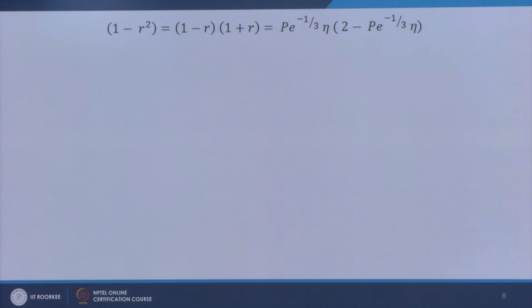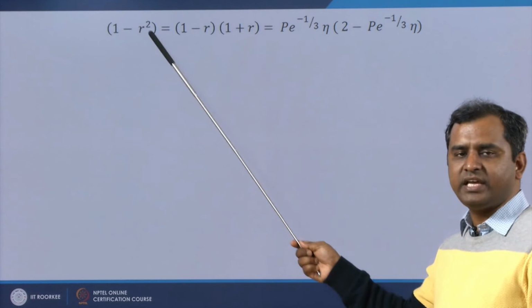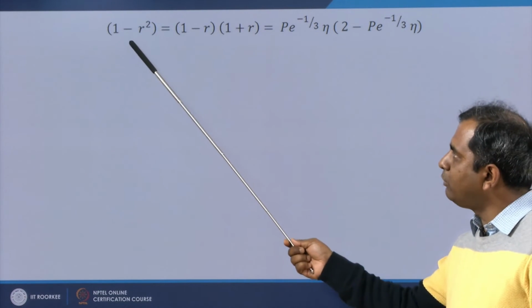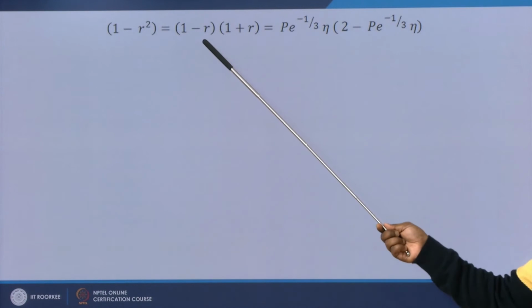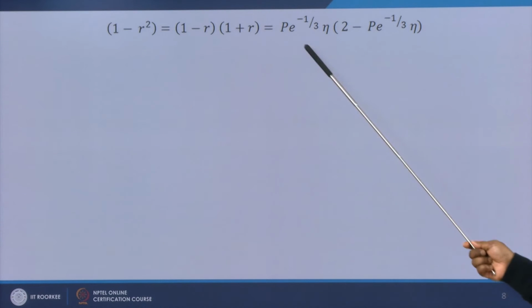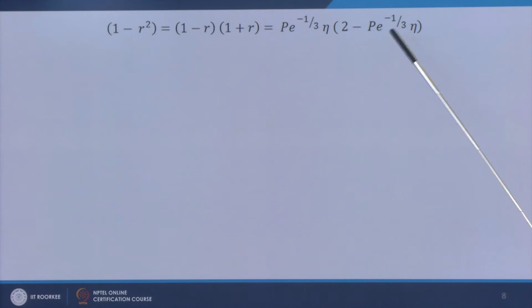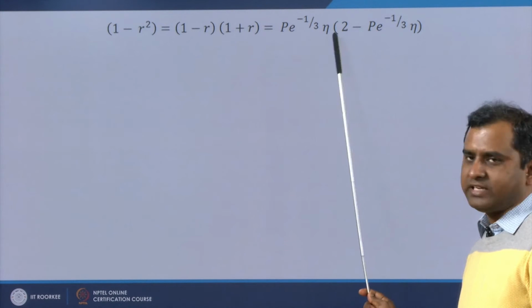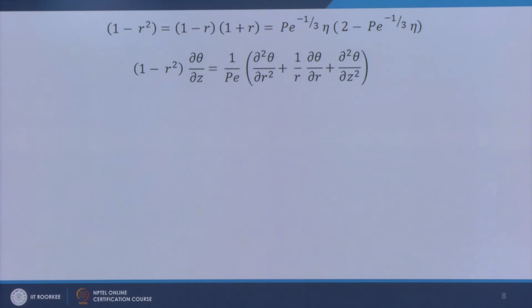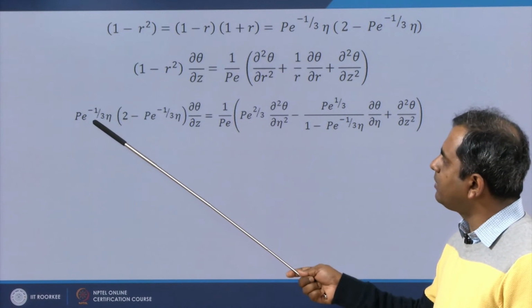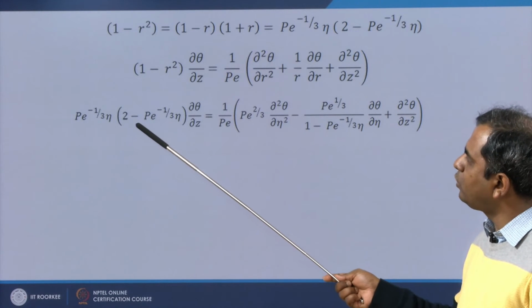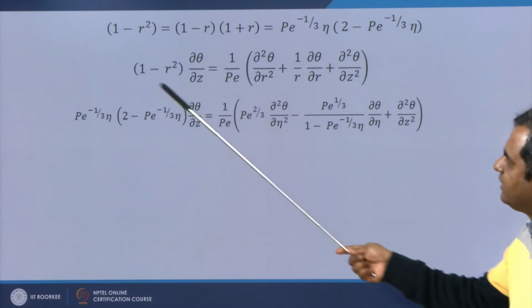Next, let us find out the value of 1 minus r square, which is there in the convection side due to the parabolic velocity profile. So it becomes actually 1 minus r into 1 plus r, which is nothing but Peclet number to the power 1/3 into eta, multiplied by 2 minus Peclet number to the power minus 1/3 into eta. This 2 is nothing but 1 plus 1 minus Peclet number to the power minus 1/3 into eta, which is 1 plus r, and this is actually your 1 minus r. Okay. So after that, if we try to put everything in this equation, then we simply get Peclet number to the power minus 1/3 eta into 2 minus Peclet number to the power minus 1/3 into eta.